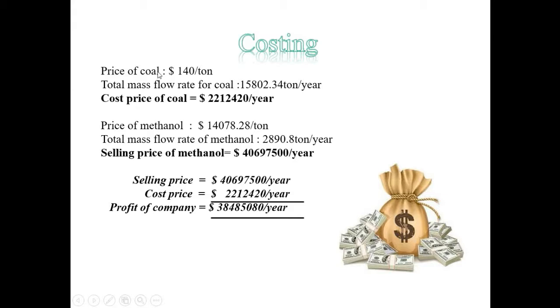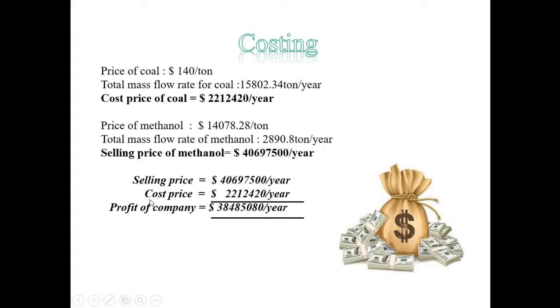So, for costing, the price of coal from reference is $140 per ton. Our total mass flow rate for coal is 15802.34 ton per year. So, the calculated cost price of coal is $2212,420 per year. The price of methanol from reference that we get is $14078.28 per ton. The total mass flow rate of methanol that we produce from the distillation column is 2890.8 ton per year.